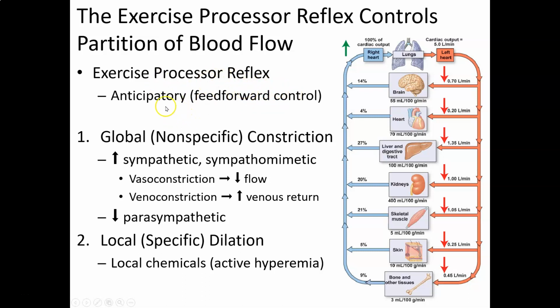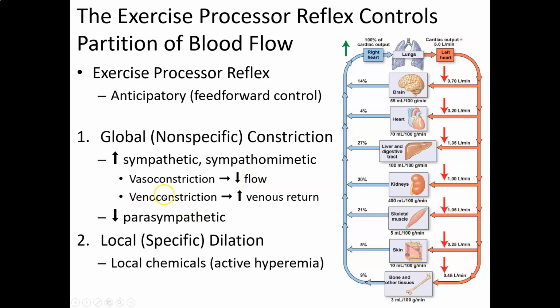So the first portion of this exercise pressor reflex is we have an increase in sympathetic stimulation. We also have a decrease in the parasympathetic stimulation, right? Remember, they're sort of like on a seesaw. One goes up, the other one goes down. And so what happens is we get this global vasoconstriction, which is going to decrease blood flow because it's going to increase resistance, okay?